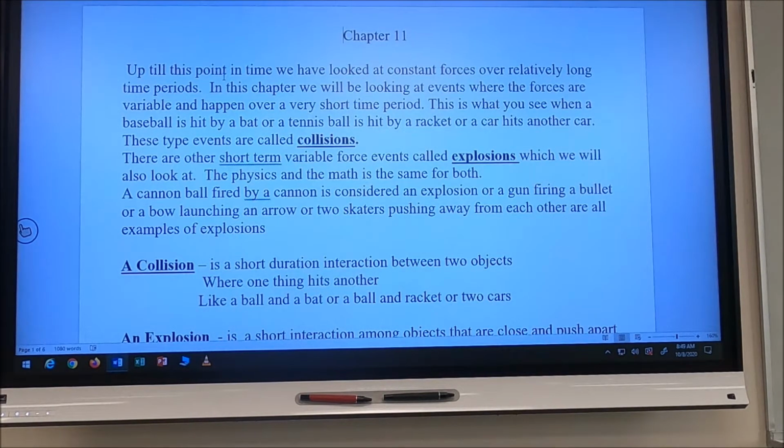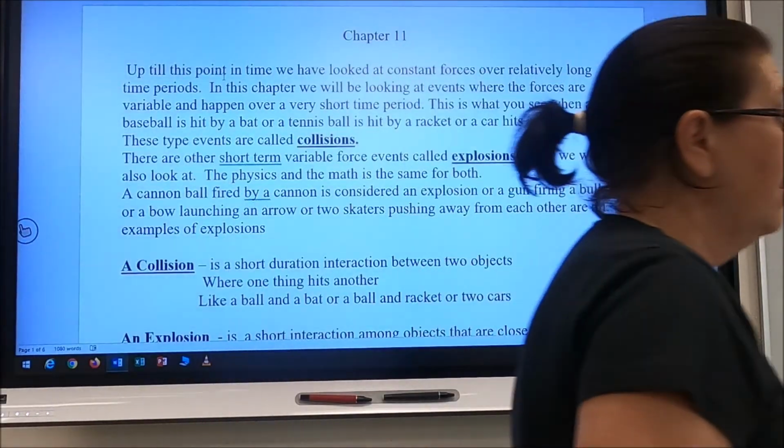Today we're working on chapter 11. Up to this point in time, we've looked at constant forces over relatively long periods of time. In this chapter, we're going to look at events where we have a variable force that happens over a short period of time. We're going to talk about collisions and explosions.